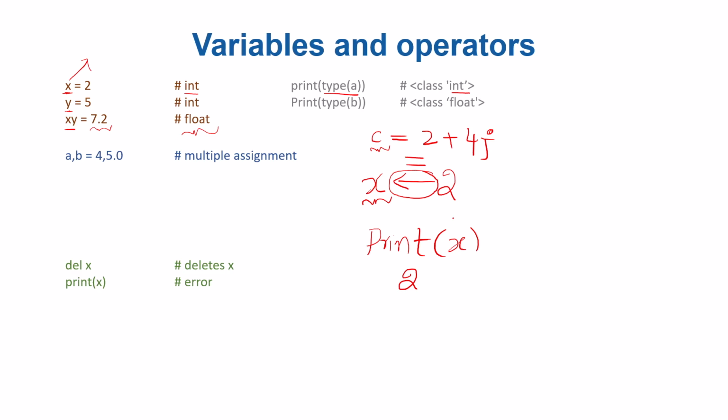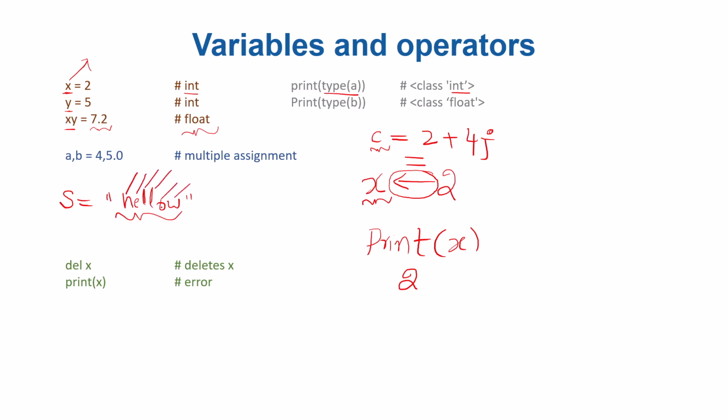For example, if you assign, let's say, s equals "hello", then that s is also a variable, and the type of this variable is string. String is just a sequence of characters, where H is a character, E is a character, L is a character, L is a character, O is a character.